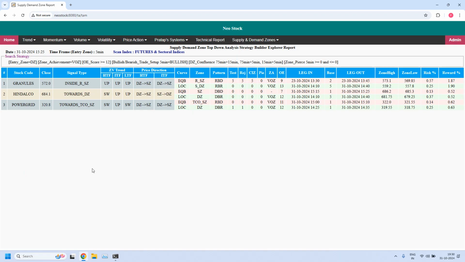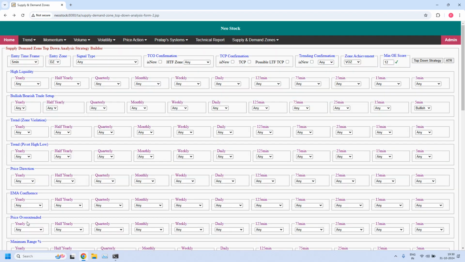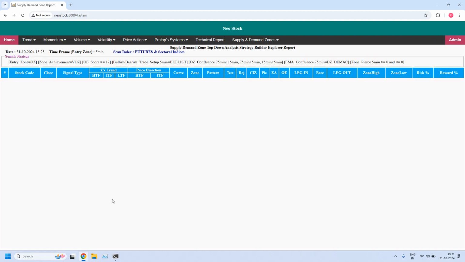In these 3 stocks, 5 minutes demand zone is part of the 15 minutes demand zone. Both together again part of the 75 minutes demand zone. If any of these 75 minutes demand zones are having daily EMA confluence, that is even more high probability setup supported stock. Let's verify. In the EMA confluence at 75 minutes time frame, 75 minutes demand zone with daily EMA confluence. We did not get any stocks.